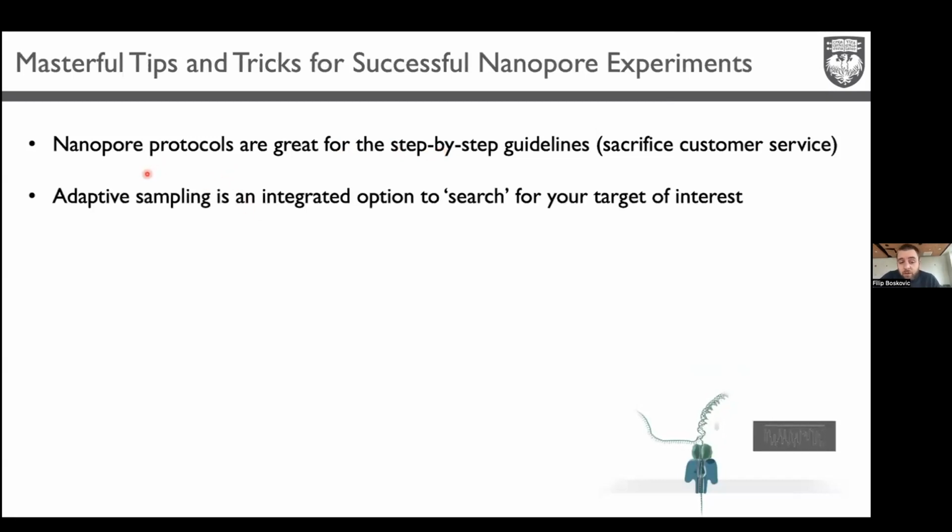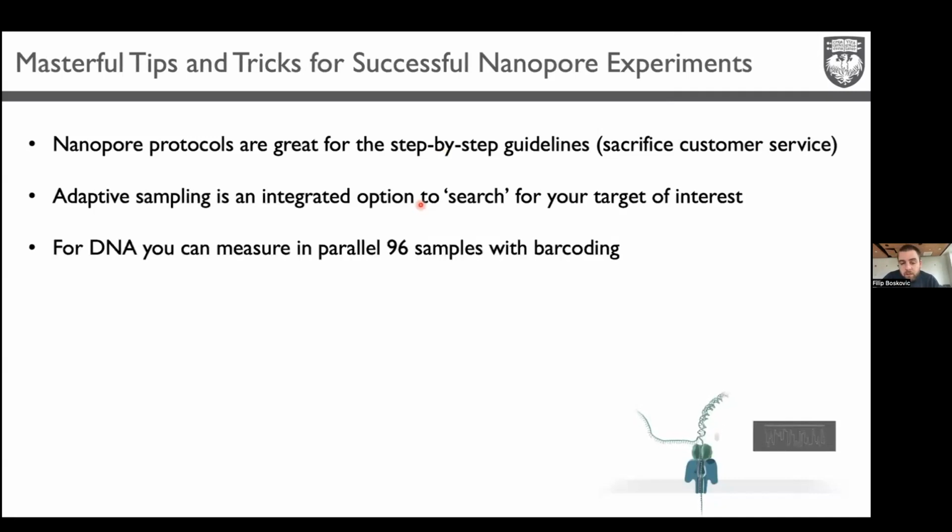I already mentioned briefly adaptive sampling. It's an integrated option to search for your target of interest. So you can enter the sequence or reference sequence that you're looking for. And if it doesn't recognize that sequence once it's pushing the DNA through, it will just kick it out and take another one. That saves you a lot of time, and it also gives you better data. And you can use the nanopore for a longer time. If you can finish sequencing in 1 hour instead of 16 hours like Illumina, in that sense, it's maybe better.